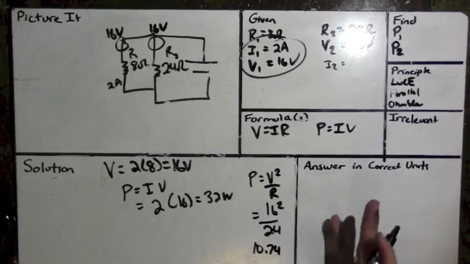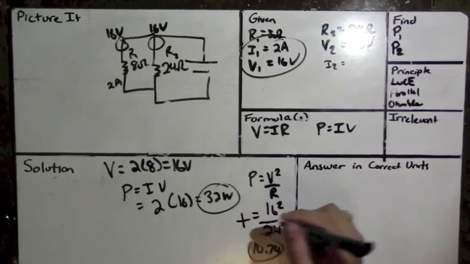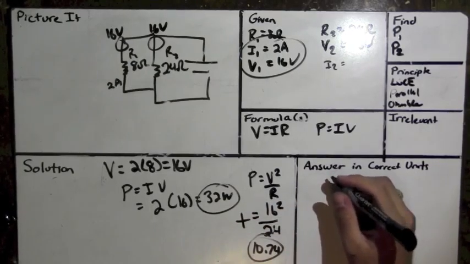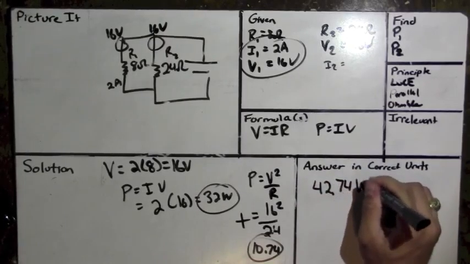So the powers dissipated by the two resistors are 32 watts by this one and 10.74 watts by the other one. You take those two and add them together, and the total power dissipated in this case would be 42.74 watts.